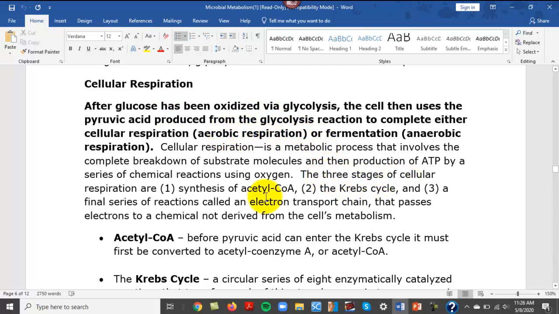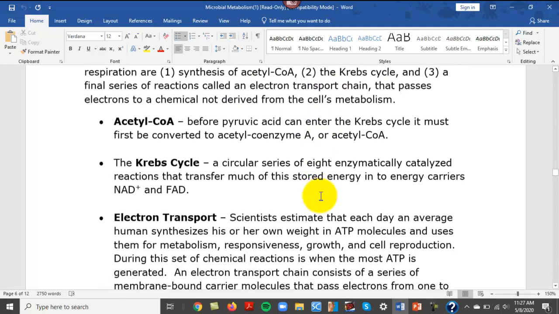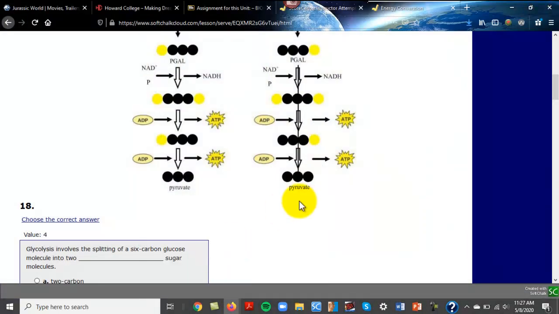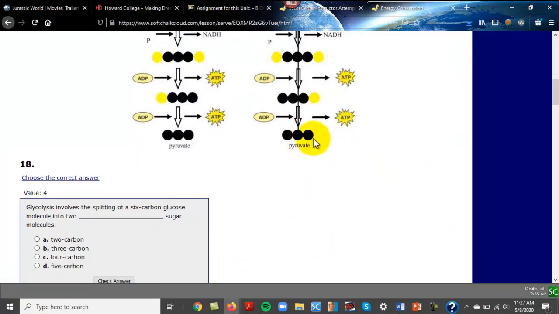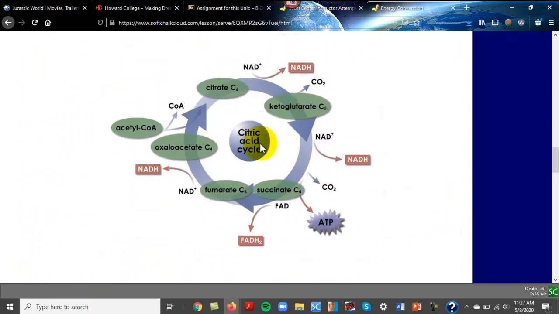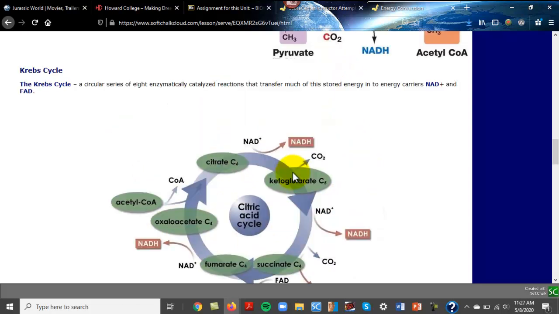So here we go, 3 stages. You have to have what's called acetyl-CoA. Pyruvic acid is converted into acetyl-CoA first. Then the Krebs cycle, then the electron transport chain. The 2 pyruvic acid, and that's what this diagram shows. Pyruvic acid or pyruvate cannot just go directly into the Krebs cycle, which I know it says citric acid cycle here, is the Krebs cycle. It's like a little wheel that goes around, and you can see all the things that are happening. Here's some energy being produced. Here's some energy carriers and some carbon dioxide.